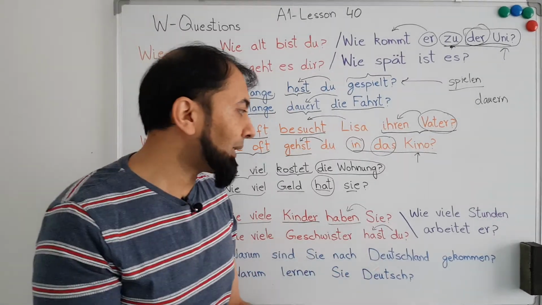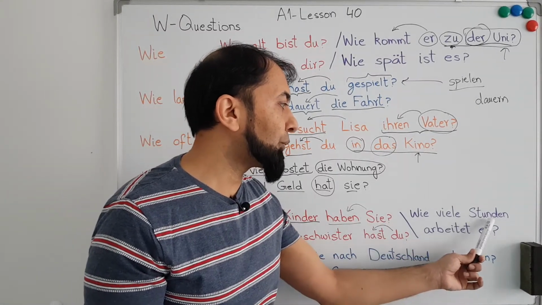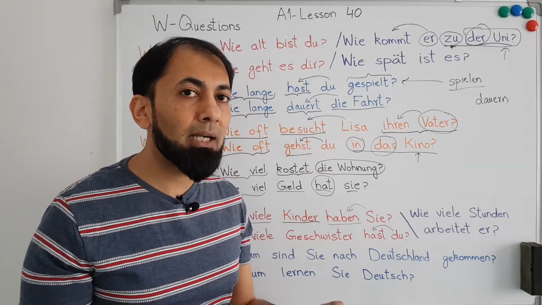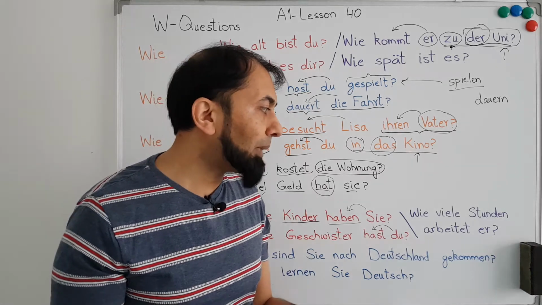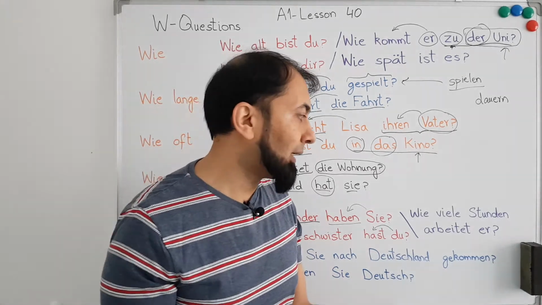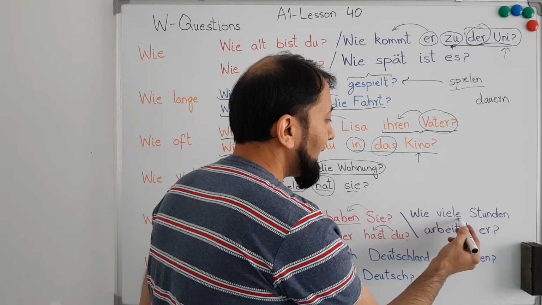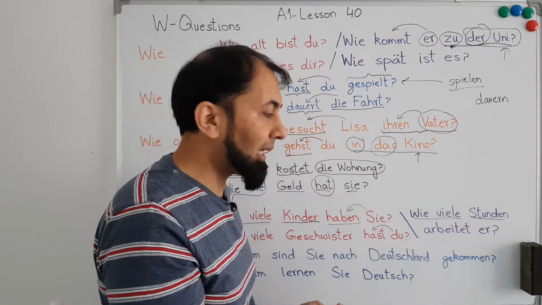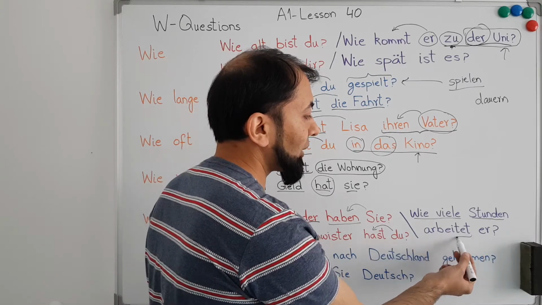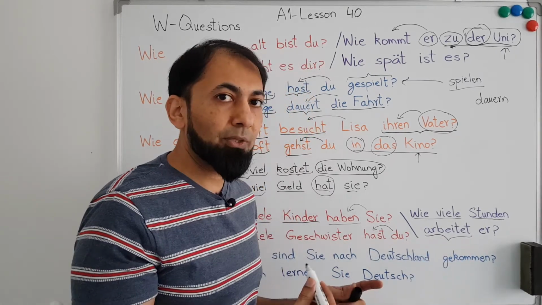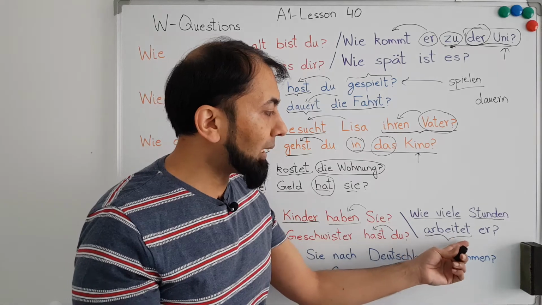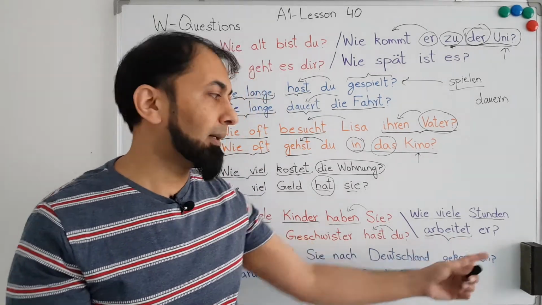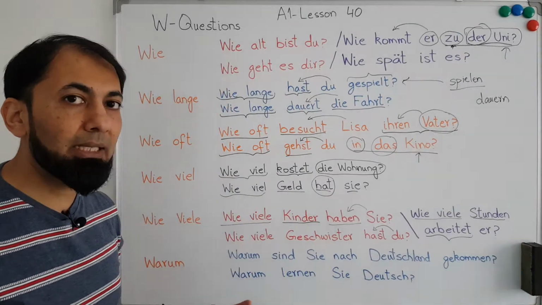Again, another example: wie viele Stunden arbeitet er? How many hours does he work? Again, wie viele is coming at the first position. What? Stunden, which means hours, and arbeiten is a German verb which means to work. And if we conjugate arbeiten with respect to er, it becomes arbeitet. So, wie viele Stunden arbeitet er?